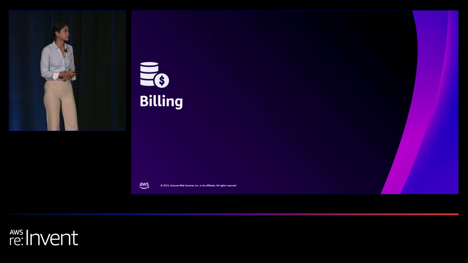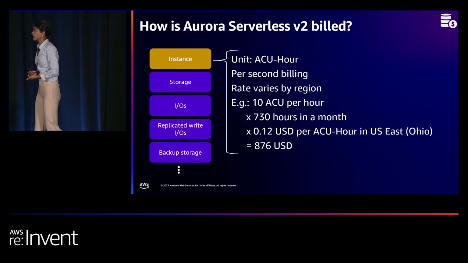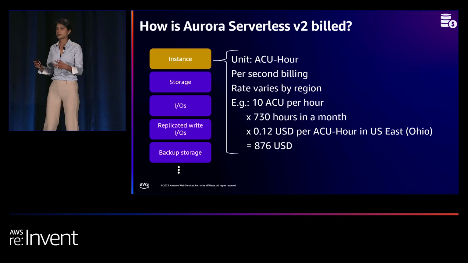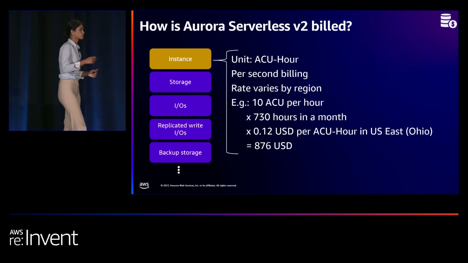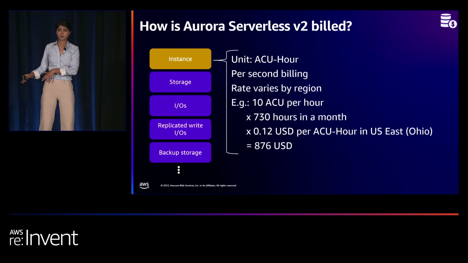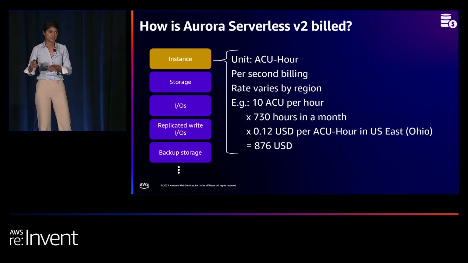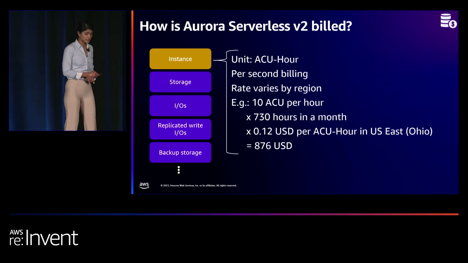Now, how does billing happen? What's different about Aurora Serverless V2? In terms of billing, for Aurora, you get billed on various different dimensions. You have your instance, storage, IOs, backup storage. Everything stays the same for billing except the instance one. So Aurora Serverless V2 billing falls under the instance billing. So the unit is ACU hours, and we do per second billing for serverless.